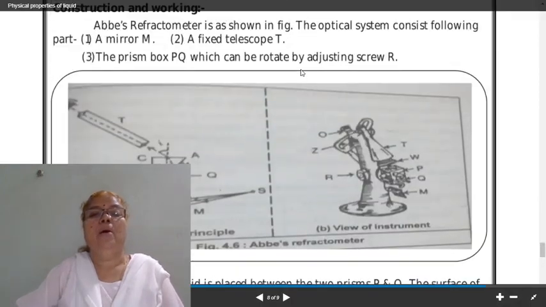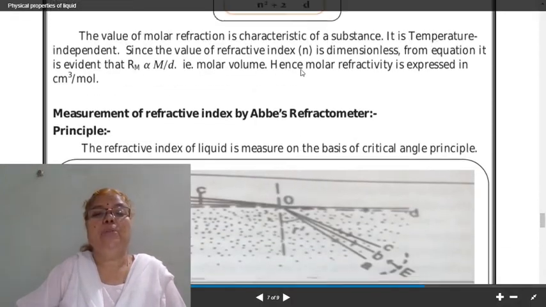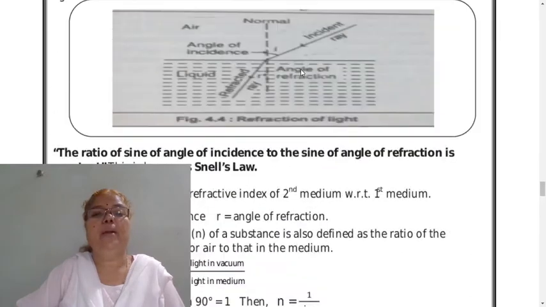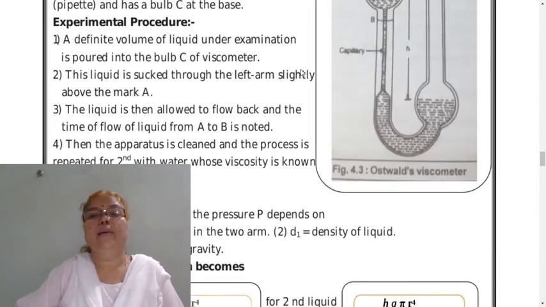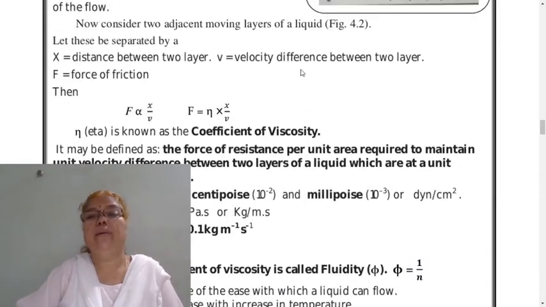Then, which points have we studied in this chapter? Again, we summarize once again here.